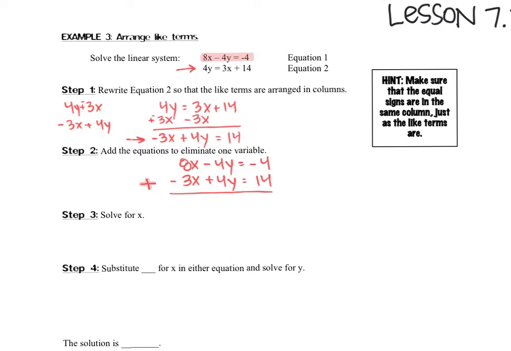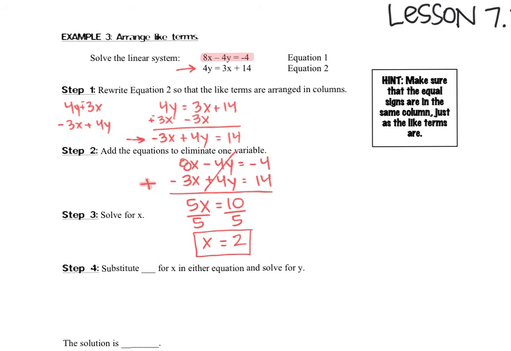I'm going to add these two equations. So 8x plus negative 3x is 5x. The negative 4y plus 4y eliminates, which again, that's what I'm trying to do, is get something to eliminate. And negative 4 plus 14 is positive 10. So now it's pretty easy for me to divide by 5, and I get x equals 2, which again, I'm halfway there because I've got one of the variables.